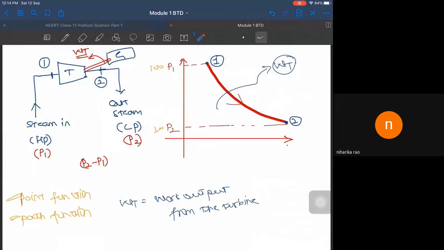That means the value of work output is dependent on the path, and your value of pressure is dependent just on the state. So your work output, which is dependent on the path, is known as a path function. And your pressure, which is dependent just on the state, is known as a point function. Got the meaning? What is point function? What is path function?